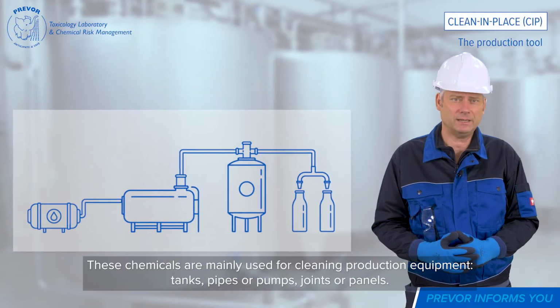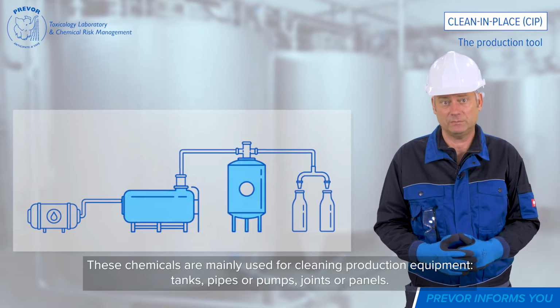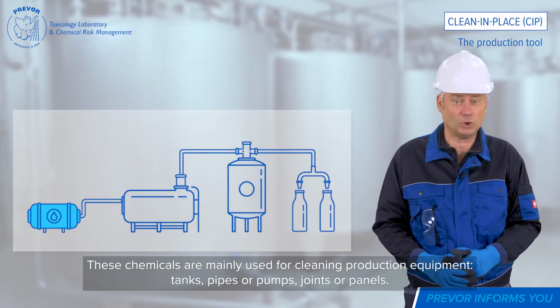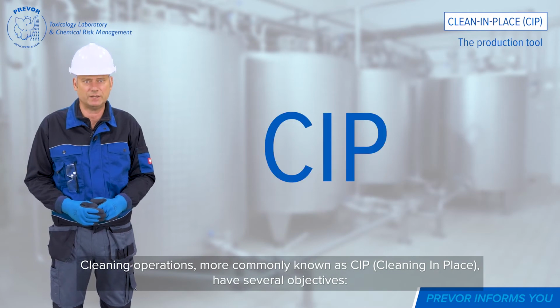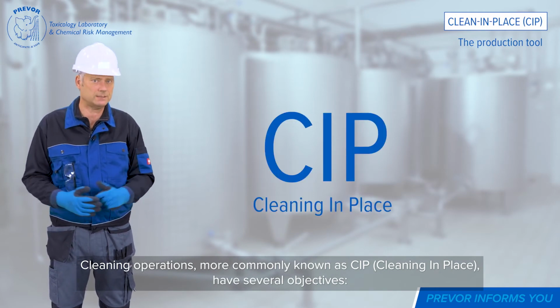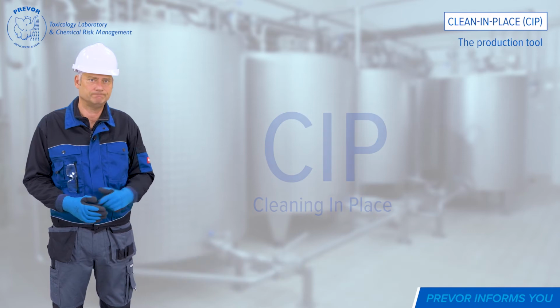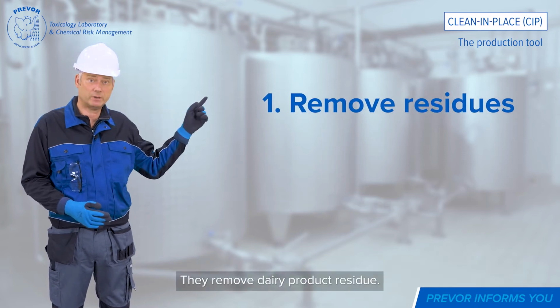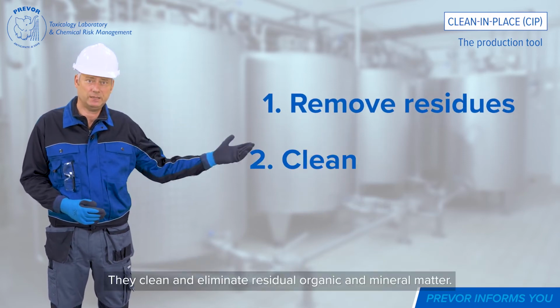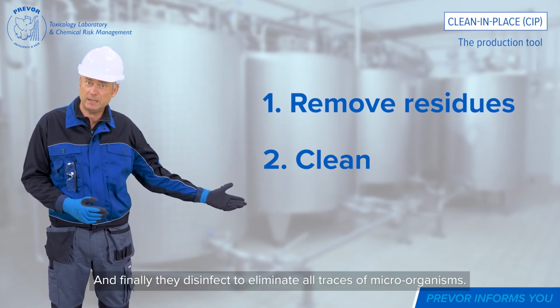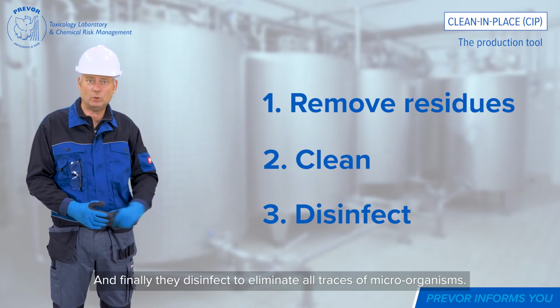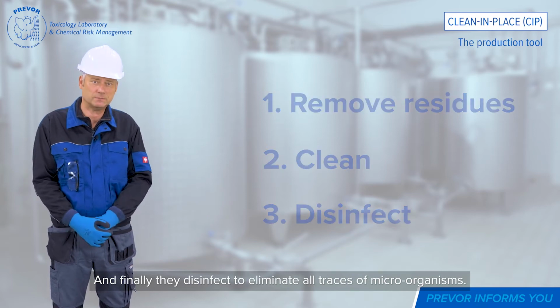These chemicals are mainly used for cleaning production equipment, tanks, pipes or pumps, joints or panels. Cleaning operations, more commonly known as CIP, cleaning in place, have several objectives. They remove dairy product residues. They clean and eliminate residual organic and mineral matter. And finally, they disinfect to eliminate all traces of microorganisms.